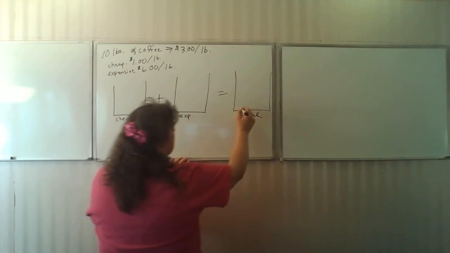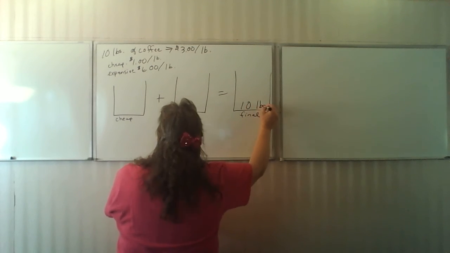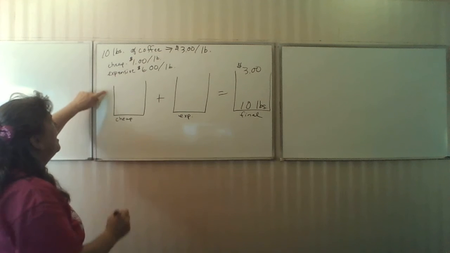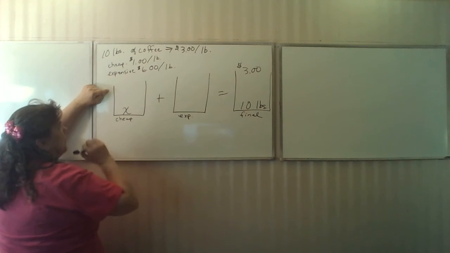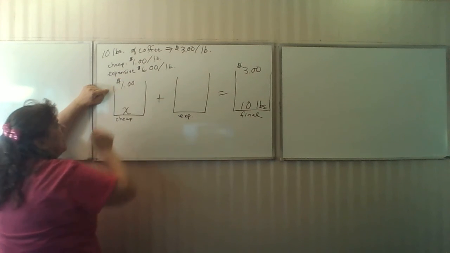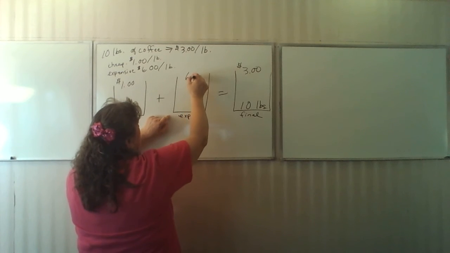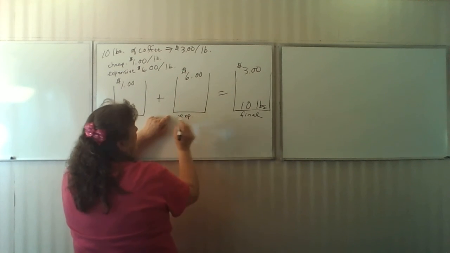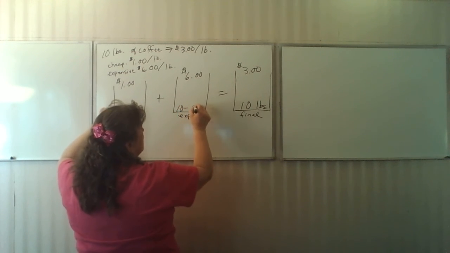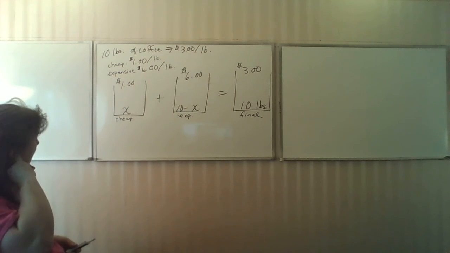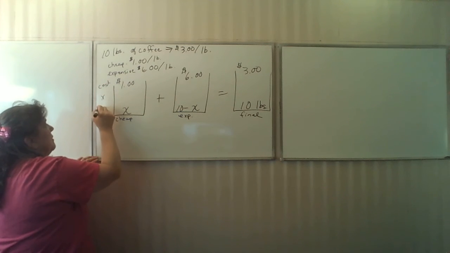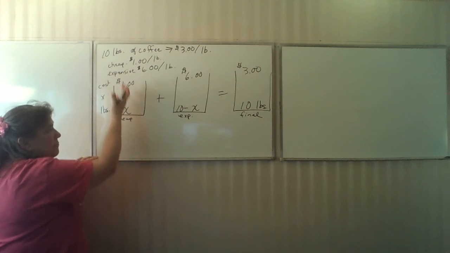And our final mixture is going to have 10 pounds of coffee at $3 a pound. And we want to know how much of the cheap coffee do I have to have. And my cheap coffee costs $1 a pound. My expensive coffee costs $6 a pound. And because I have a total of 10 pounds, it's 10 minus the amount that I put into my $1 a pound. So now, just like the other, the cost times the number of pounds will give me each one of the buckets.